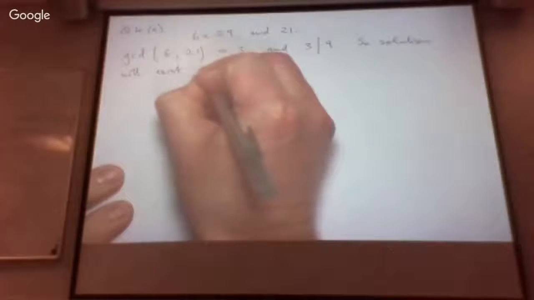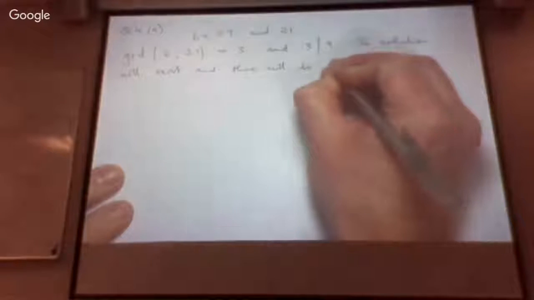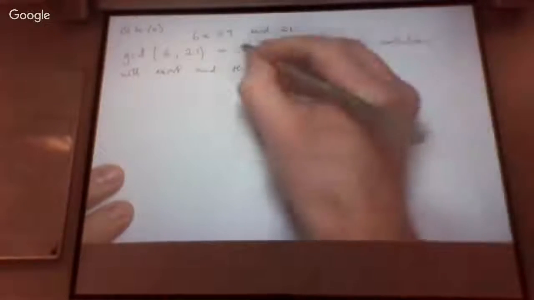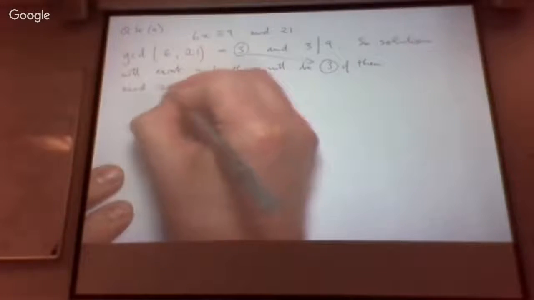Will exist, and there will be 3 of them, because this 3 is the same as that 3, the GCD figure. 3 of them modulo 21.